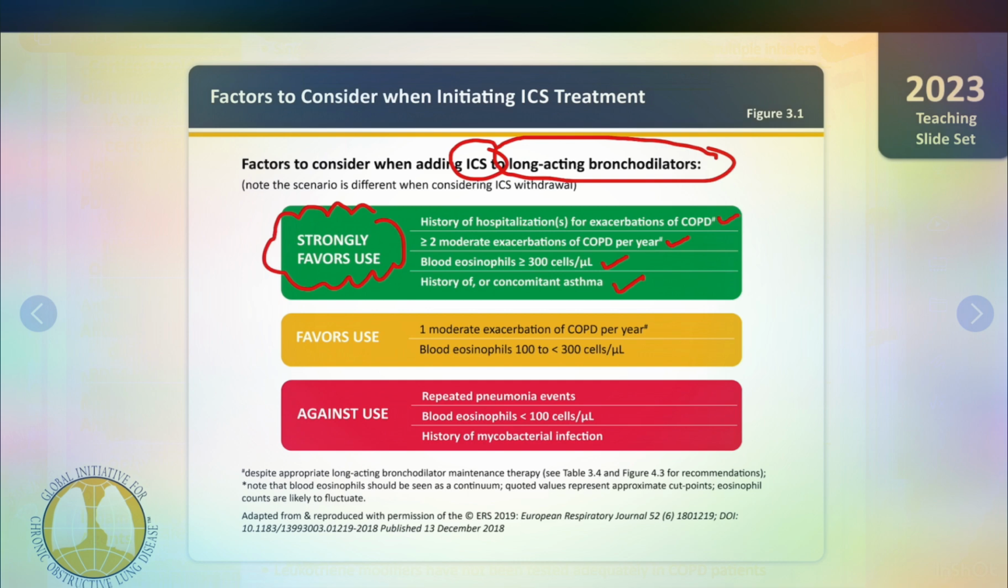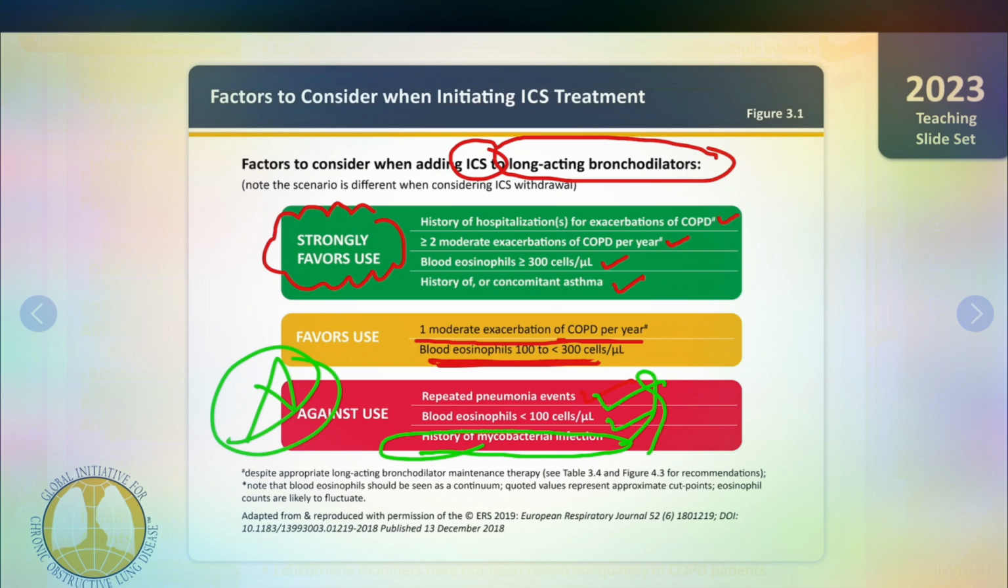Then what are the things which only favor these, not strongly favor? One moderate exacerbation of COPD per year, or blood eosinophil count less than 300 but more than 100, like 100 to 300, then we can give them ICS. But if there is a history of repeated pneumonia infection, blood eosinophil count less than 100, and a history of mycobacterial infection, then we should not give them inhaled corticosteroid.